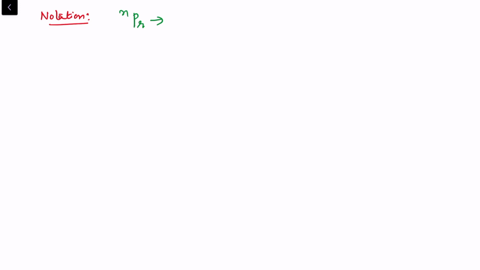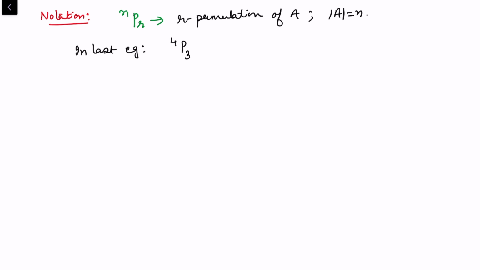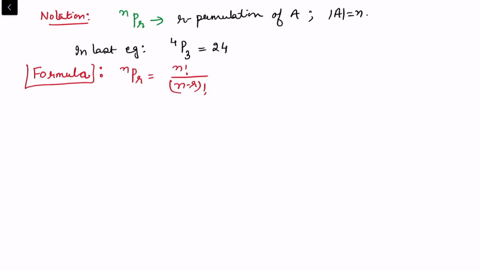This stands for r-permutation of A, where the cardinality of the set A is equal to n. That means in the set A we have n elements. In the last example we took three permutations: out of 4, we took 3 elements and then took all their permutations. So this is 24. Now we prove this formula, nPr equals n factorial upon (n minus r) factorial.